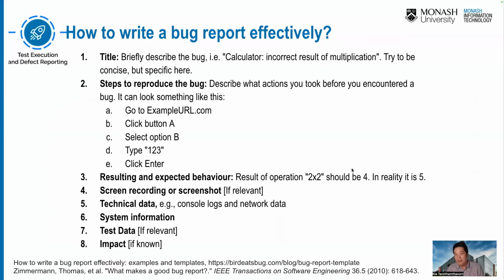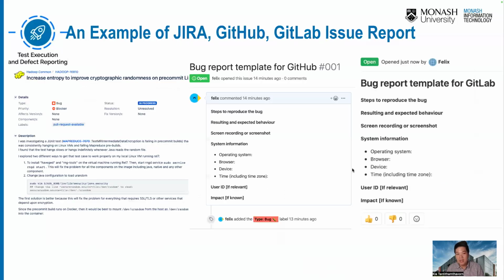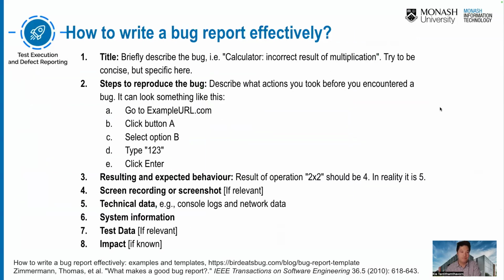And how do you write a bug report effectively? This is an example of a bug report. Left is Jira, the middle one is GitHub, and the right one should be the GitLab bug report template.